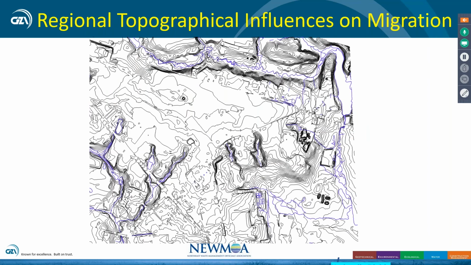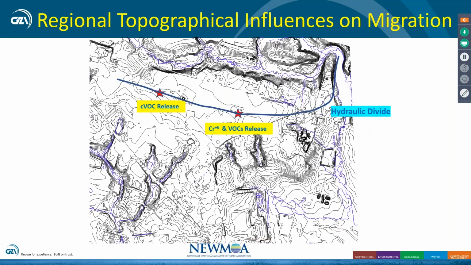So here's the site again, and what we have is a couple releases, but of course, if you put a release on top of a hydraulic divide, you end up having multiple plumes flowing in different directions. Here we have one flowing to the north, northeast, and to the south, which are shallow, being about 50 feet deep.